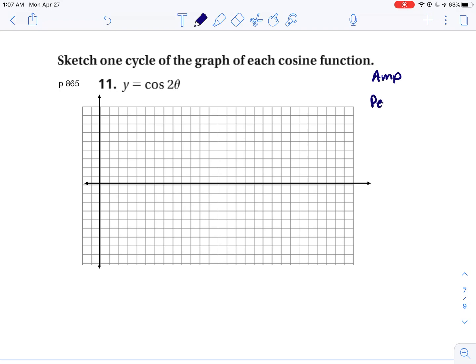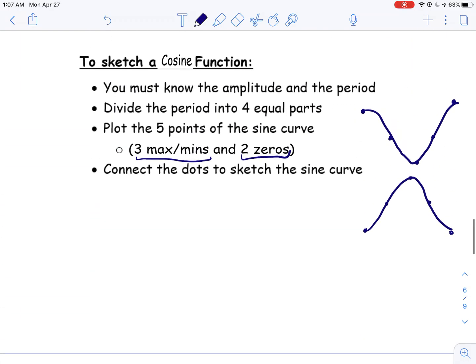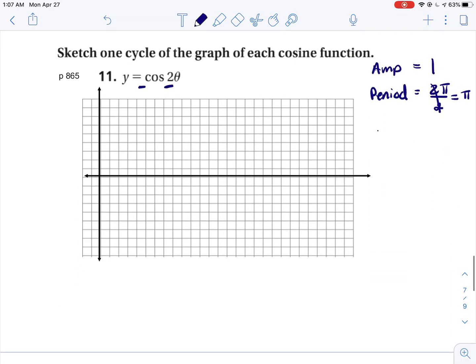Sketch 1 cycle. So, again, we start with what is our amplitude, what is our period. So my amplitude, when there's nothing there, we know it to be 1. My period is 2 pi divided by my b value, which in this case is 2. So that means my period is pi. So what's my next step? Divide the period into 4 equal parts.